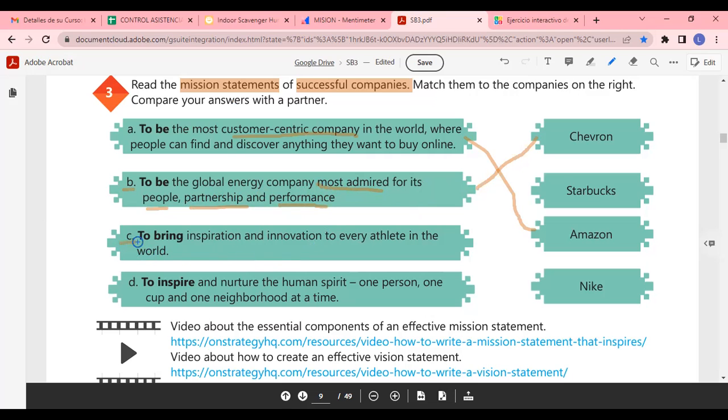Let's go. Letter C. Help me please to read. Let's go with Mr. Nilton. Oh, I have one over there. David Emanuel. Thank you, Mr. Letter C. Y después Nilton. Okay. David Emanuel: To bring inspiration and innovation to every athlete in the world. Yes.